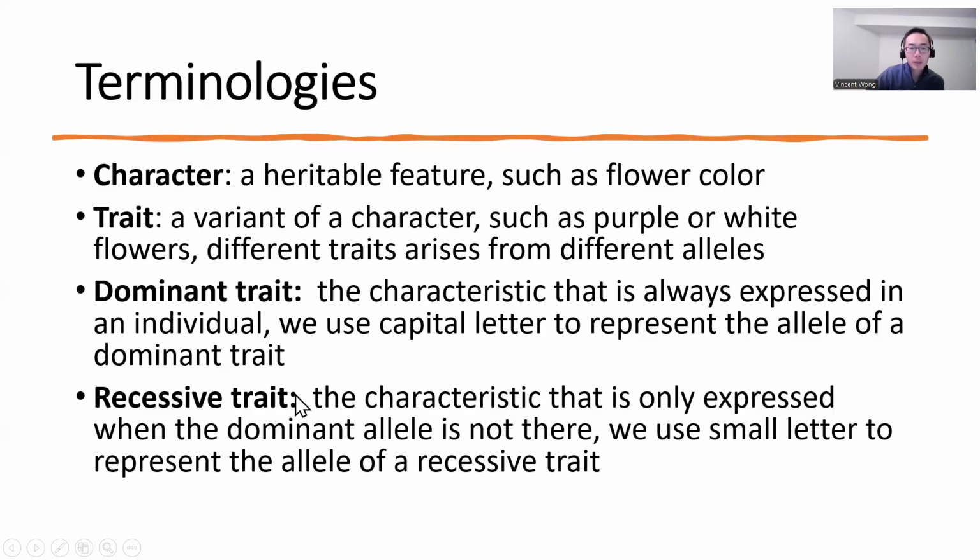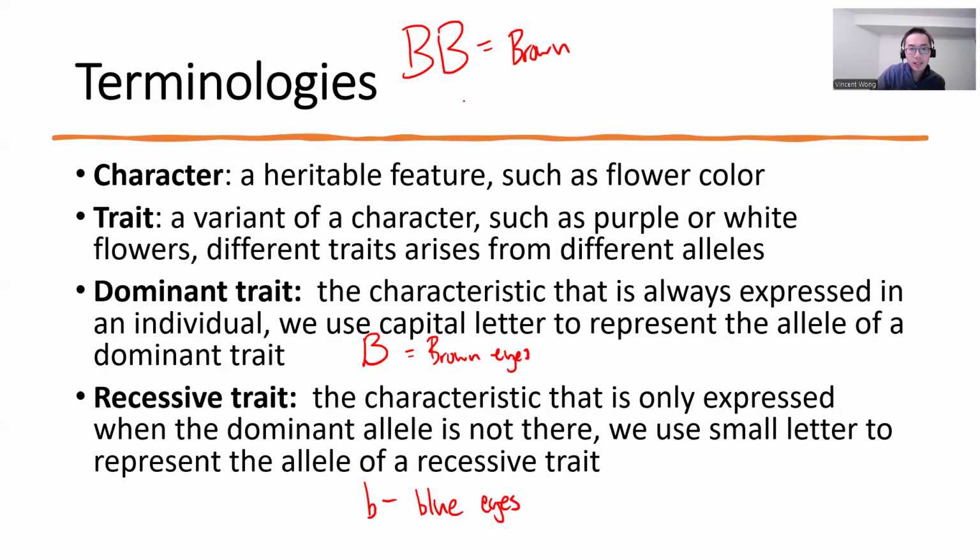We use capital letters to represent the dominant trait. So in our previous example, we use big B for brown eyes, and small b for blue eyes. I'm sure you understand that if the person has big B, then it's brown eyes, and if the person has small b, then it's blue eyes. That's not the difficult part to understand.